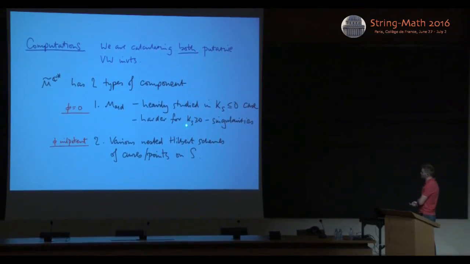But when the canonical bundle is positive, it will be singular. It'll have a higher dimension. You really have to use some virtual cycle technology and calculate here. And then in the canonical bundle positive case, you get a whole new bunch of components as well. And this is where the Higgs field is nilpotent.